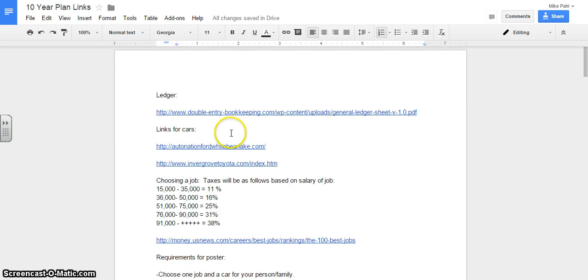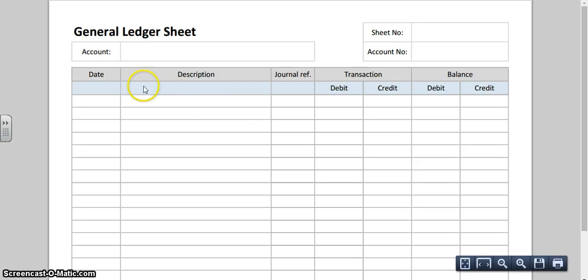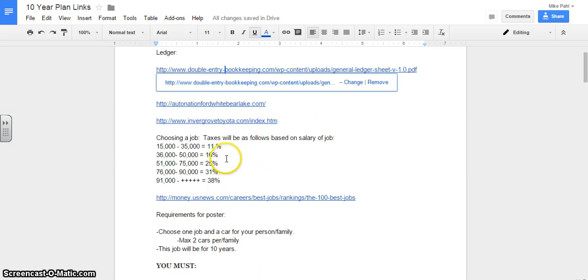And we'll go through here. This is the ledger you will be keeping stuff on. So under description, you could put salary, you could put food, whatever types of stuff. So you'll have a date, you'll put it in description. Nothing in the journal reference column, but in the transaction, debit and credit. A credit would be like if you got paid from your job, and debit would be anything that you're taking out of this account. So you'll have access to those links.